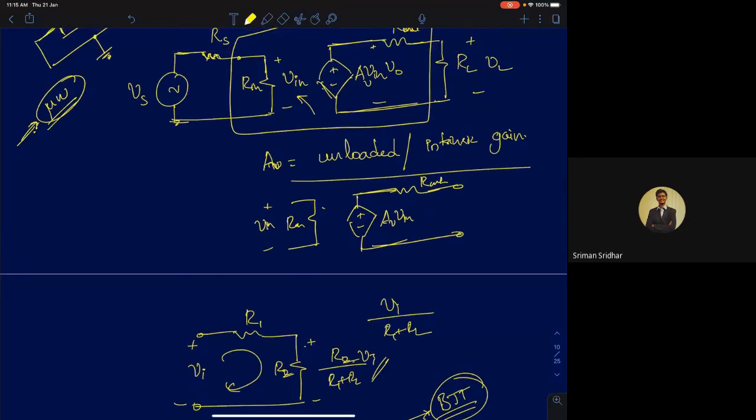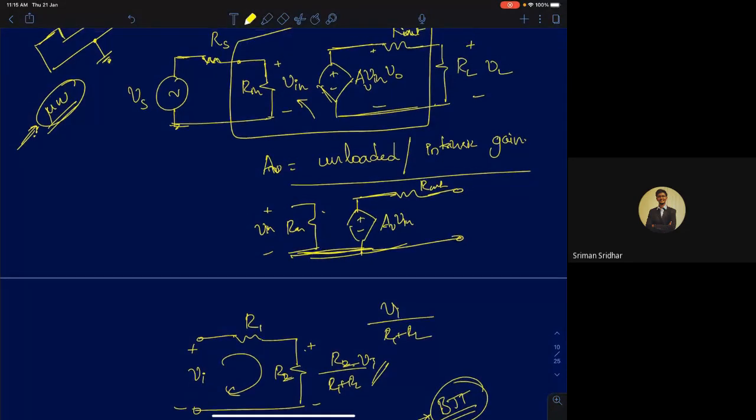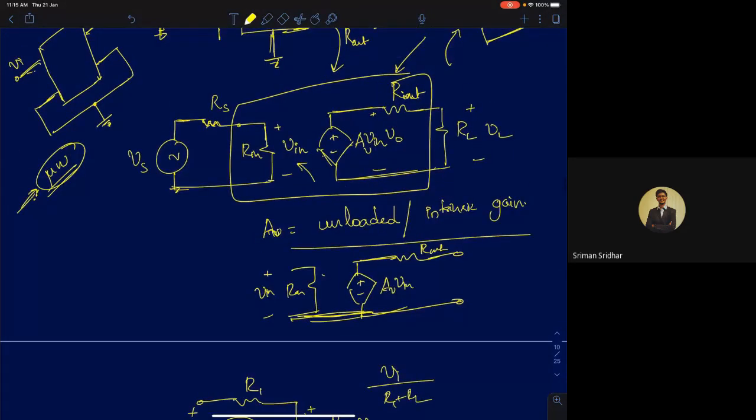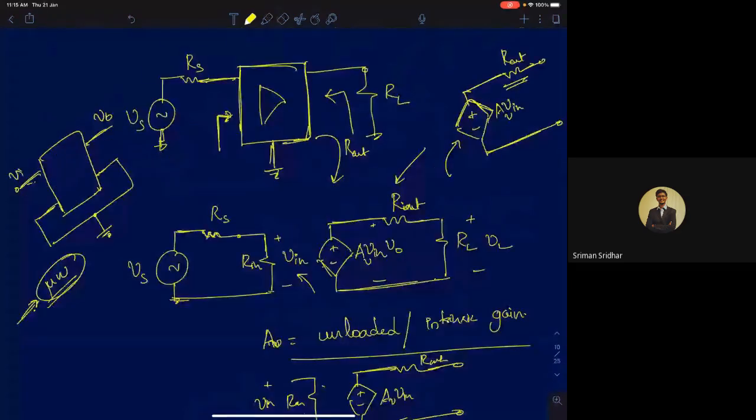I told you guys sometimes we may be shorting these two terminals and it will become a three-terminal device. So this is your mathematical model for the voltage amplifier. Now let's try and find out the overall gain of the amplifier. See, I am now connecting a load resistance and there is also a source resistance. We will now see what will be the overall voltage gain of this amplifier.